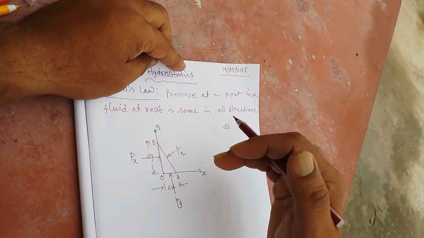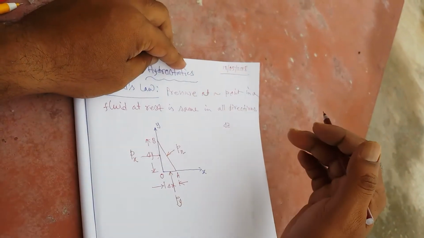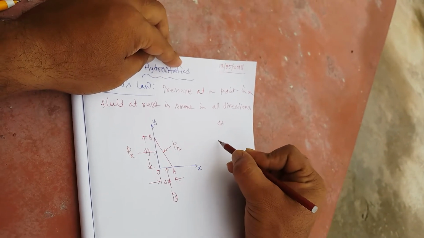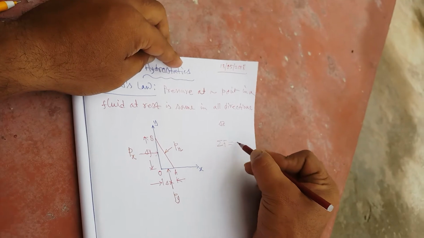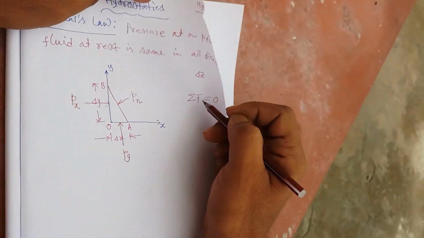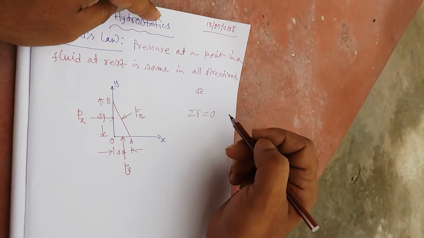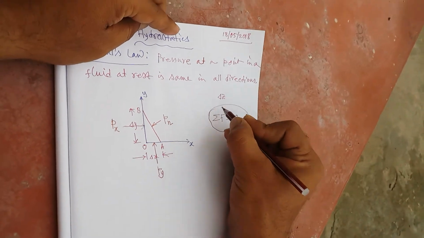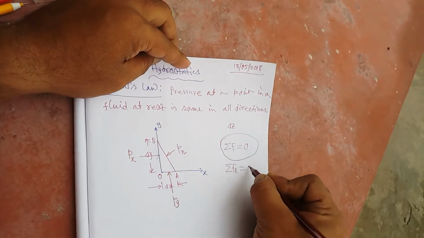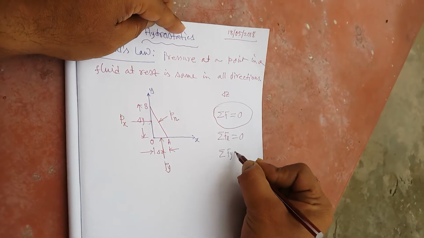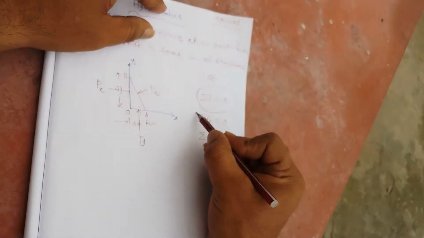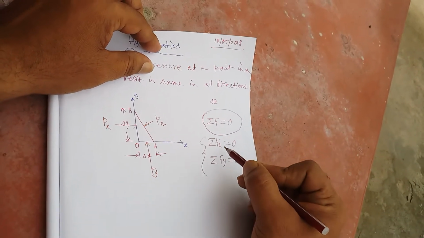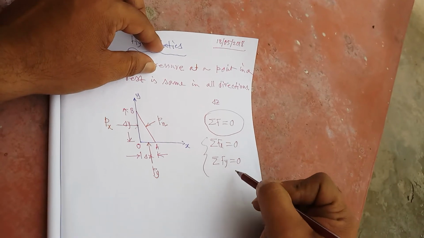Therefore, you know that the resultant force on the fluid element must be 0. So the resultant force, say it is denoted by F, is 0. That means we are going to resolve this force into two components, along x and along y. Since the resultant force is 0, sigma Fx is 0 as well as sigma Fy is also 0. What is the meaning of sigma Fx? It means the resultant in the direction of x is 0, and the resultant in the direction of y is also 0.